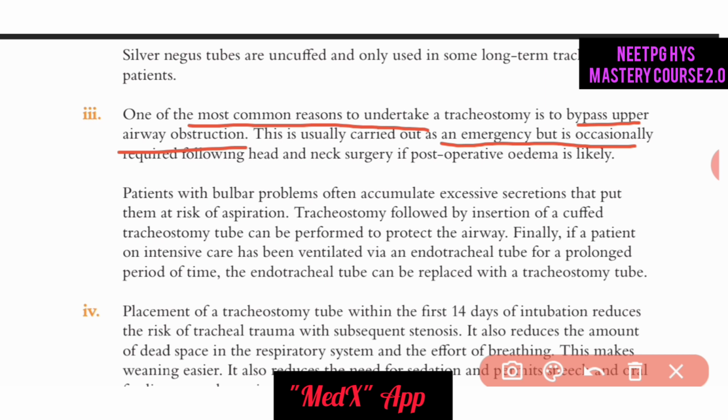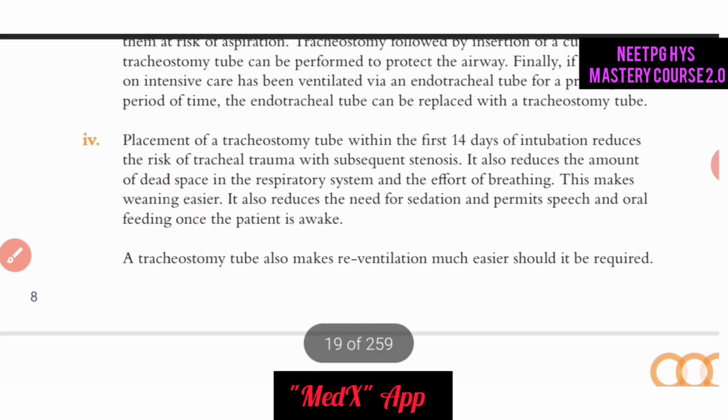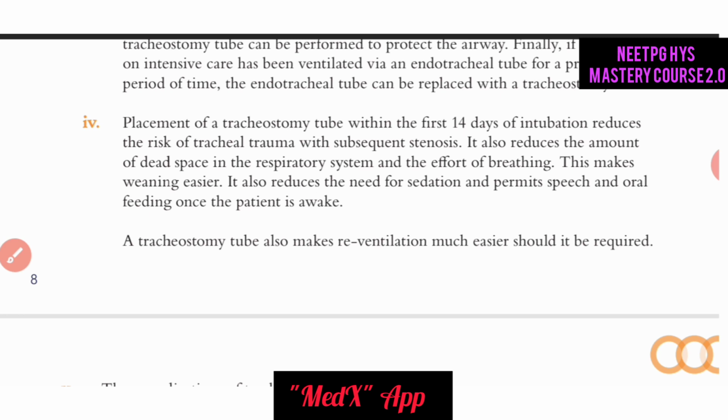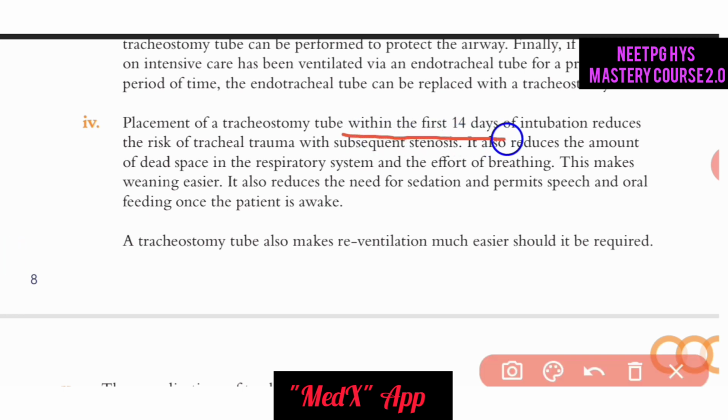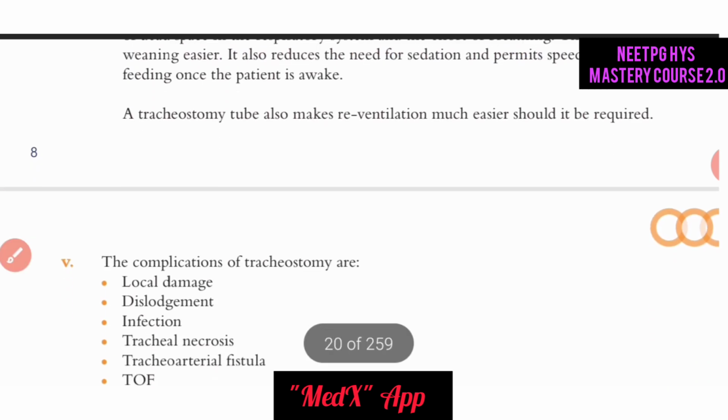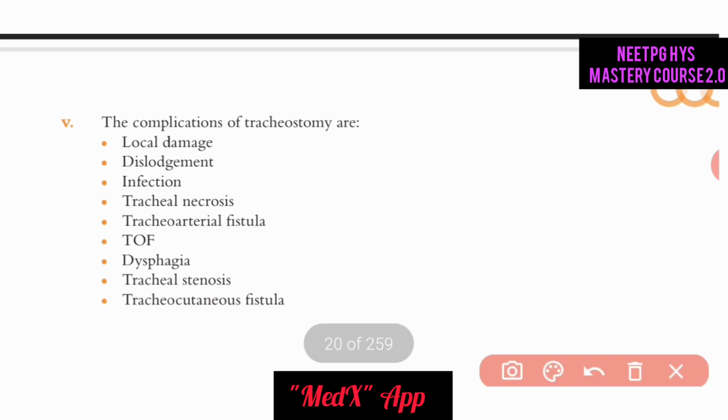The second indication is in a long standing intubated patient, you have to replace the intubation tube, means the endotracheal tube, with the tracheostomy, and when you will do it, preferably within 14 days of intubation. Why? Because it will reduce the risk of tracheal trauma with subsequent stenosis. Also, doing tracheostomy reduces the dead space in the respiratory system, which will aid in the effort of breathing and the effective ventilation that happens, right? So these are the different indications and the importance of tracheostomy.